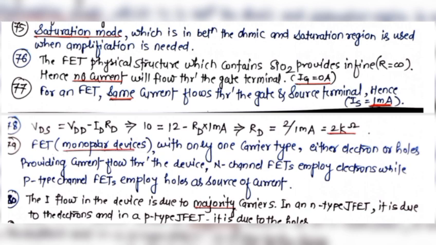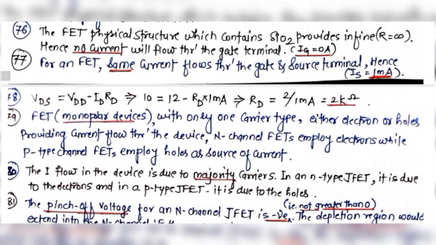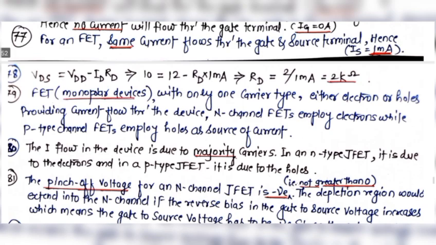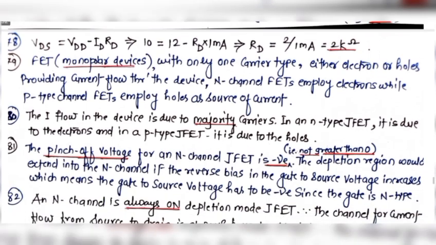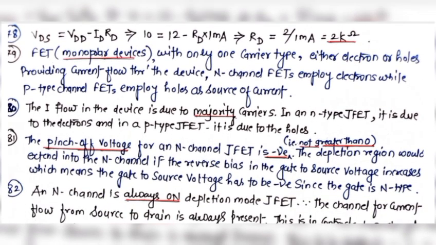The FET physical structure, which contains silicon dioxide, provides infinite resistance. Hence, no current will flow through the gate terminal. IG is equal to 0 ampere. For a FET, the same current flows through the gate and source terminal. Hence, source current is equal to 1 milliampere. Here VDS is equal to VDD minus ID times RD. Therefore, in this example, RD is equal to 2 kilo ohm.